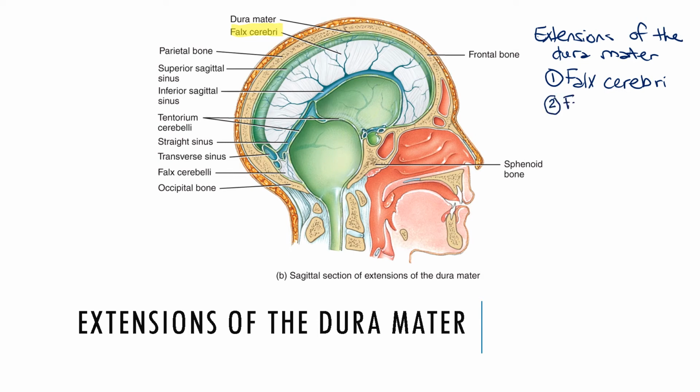Then we have the falx cerebelli. This one is found back here. This separates the two hemispheres of the cerebellum. And then our third extension of the dura mater is the tentorium cerebelli. And that one is found here. This is going to separate the cerebrum from the cerebellum.